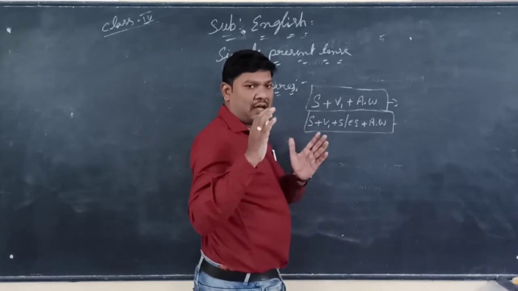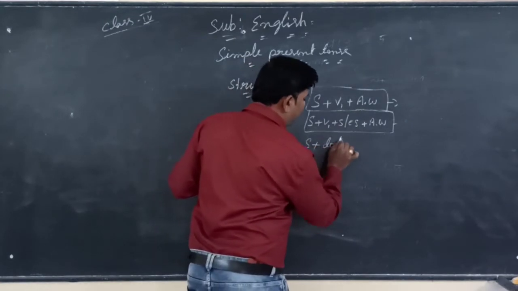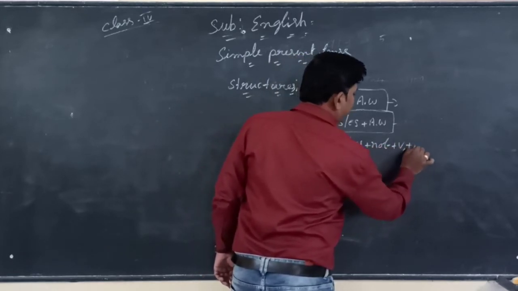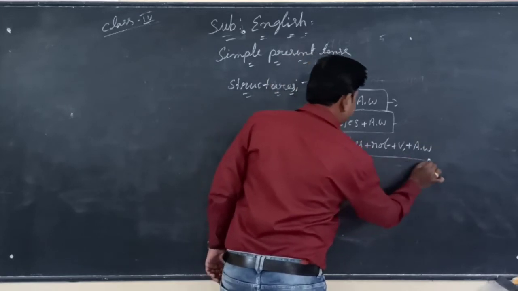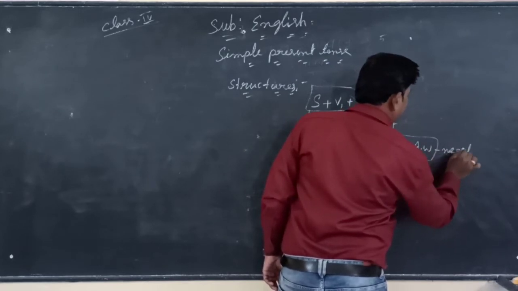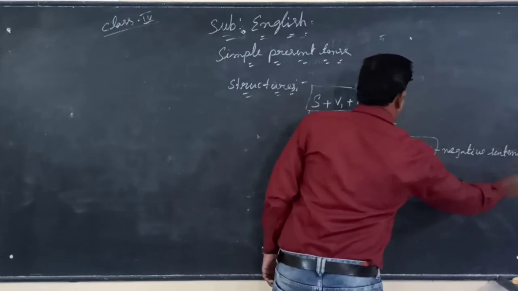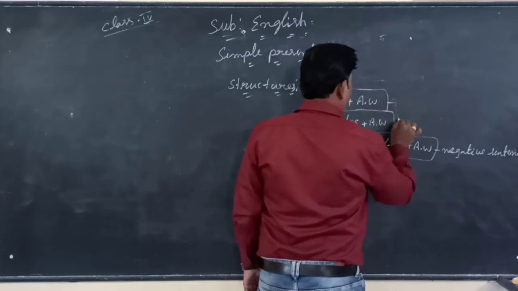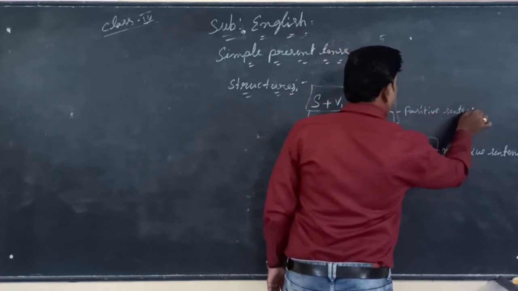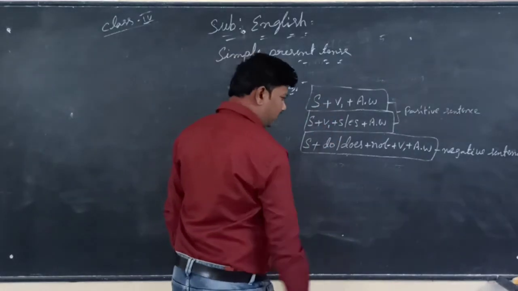And to write the negative sentence, the structure is like this: subject plus do or does plus not plus V1 plus additional word. This is the negative sentence structure. These are the positive sentence structures, and this is the negative sentence structure.